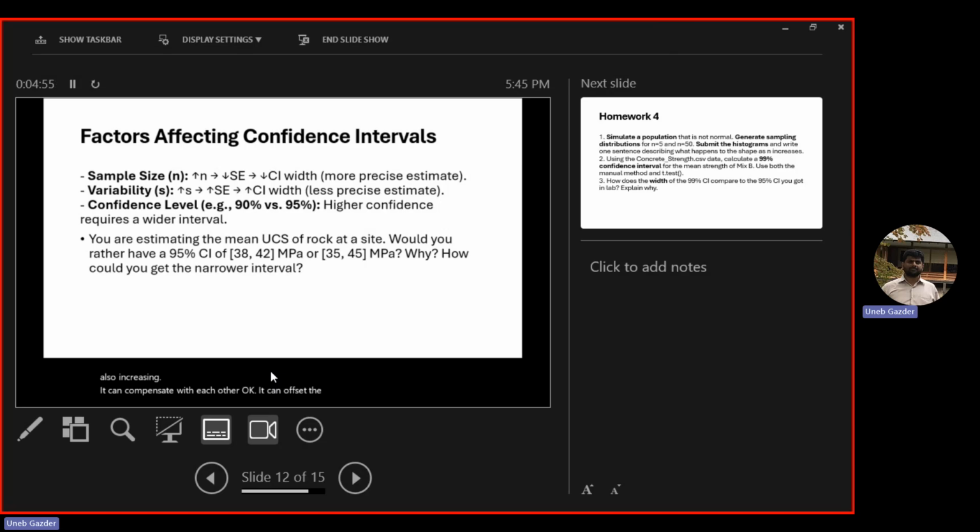So for example, you have unconfined compressive strength for rock at a site. There's a rock sample, the ground is made up of hard rock. You took a sample and you did the compressive strength test. And you found the confidence interval of 38 to 42. Or you can change something and you have a confidence interval of 35 to 45. Which one is better? 38 to 42. Why? Because the precision is high.